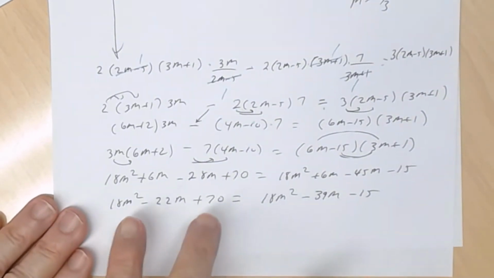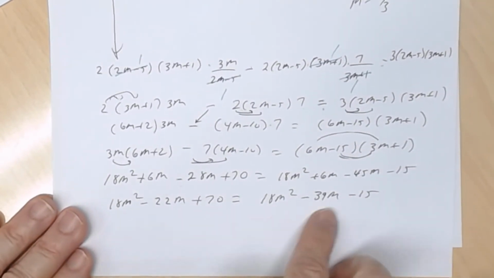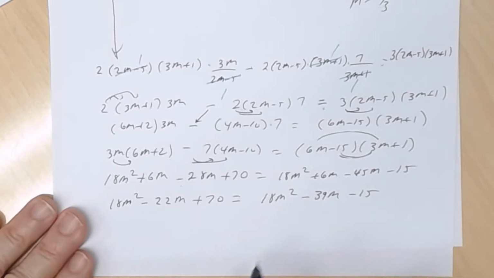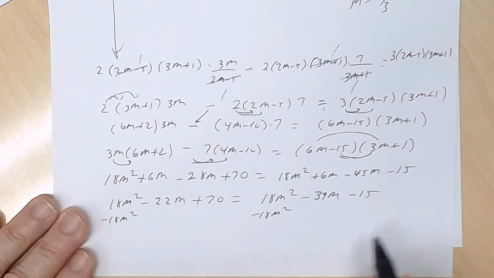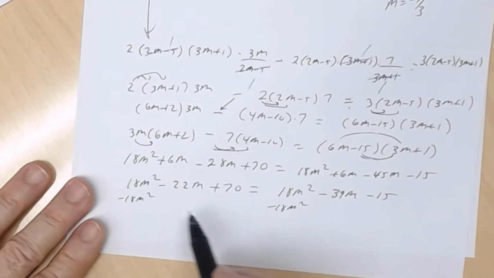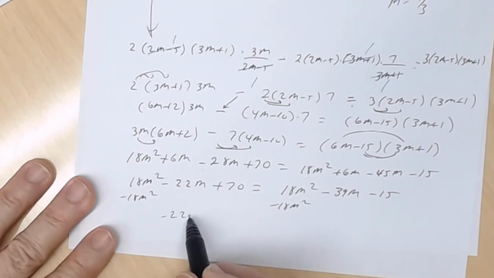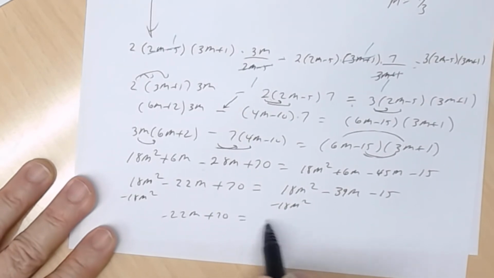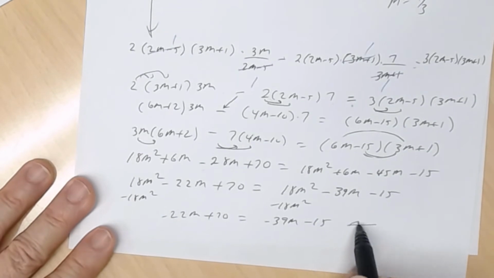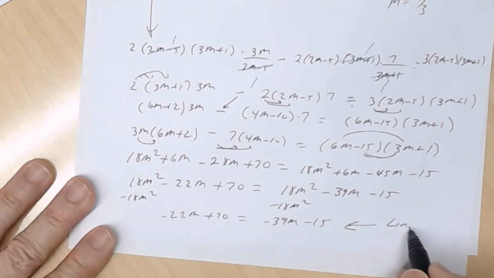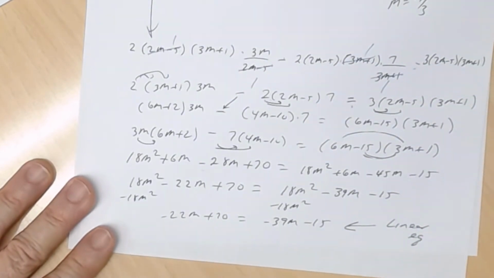Now, look, you may think, hey, I ended up with a quadratic equation. Well, actually, it's not, because the 18m squareds cancel out. And you get negative 22m plus 70 equals negative 39m minus 15. So you really end up with a linear equation. That's what you really ended up with.